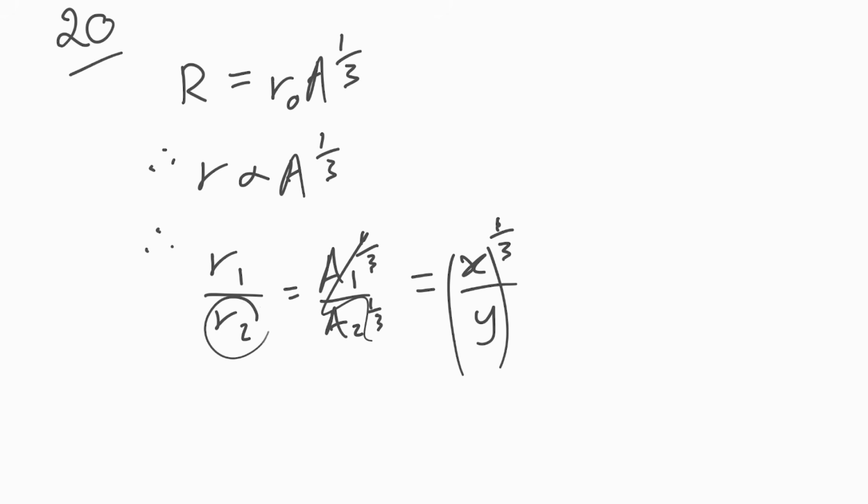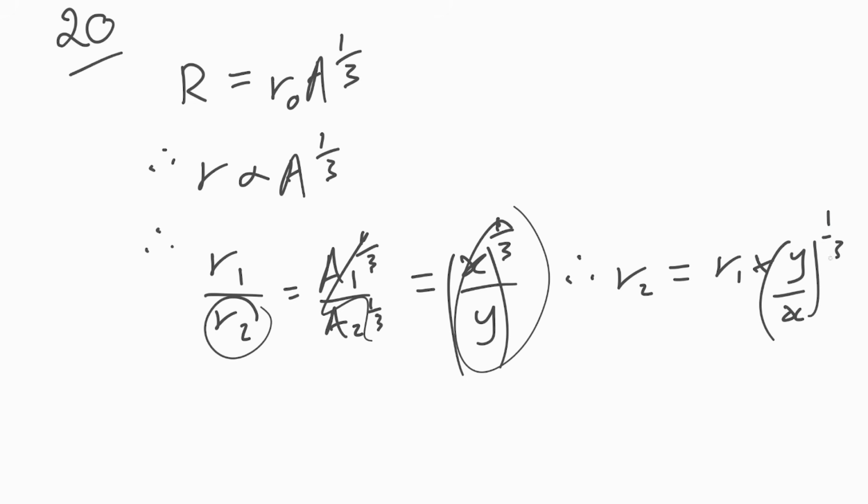And so therefore, if we're looking for this, then just flipping everything on its head, we're just going to end up with R1 times the reciprocal of this, so it's just going to be y divided by x to the third. We don't need that R. So the answer is D.